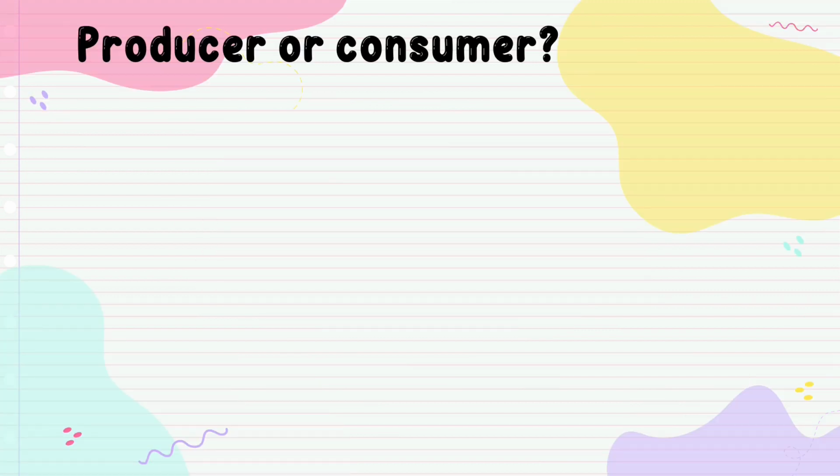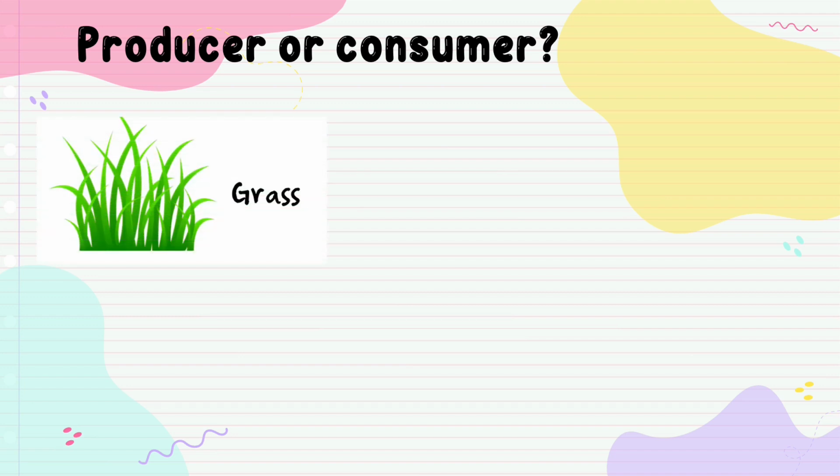Now, before we proceed, we learned about producer and consumer in our previous lesson, right? What is a producer? Yes, a producer is a living thing which produces food or makes its own food. And what about consumer? Yes, who consumes or eats the other living things. So I'm going to show you some pictures and you will tell me if it is a producer or a consumer.